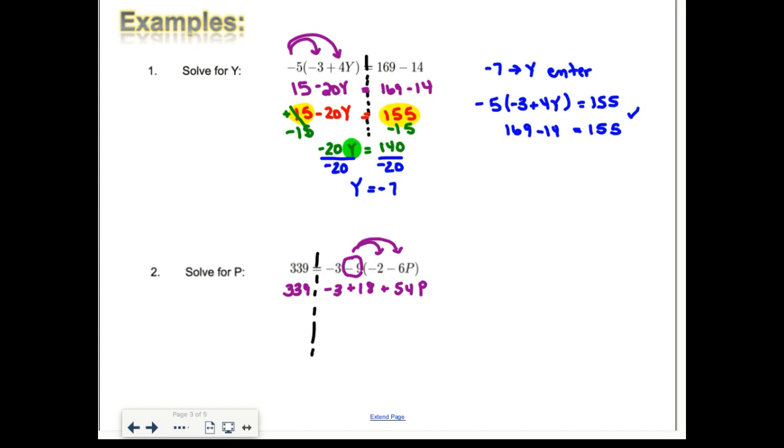Step 2 tells me to simplify. So the things that look alike that I can simplify are these two, right? So this next step is going to be 339. Negative 3 plus 18 is 15. And then we have a plus 54p.